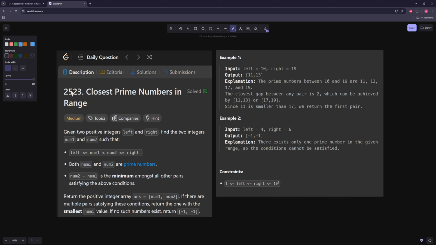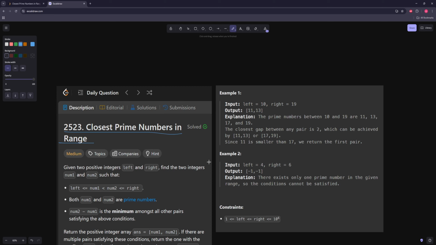In this video we're going to be working on closest prime numbers in range. In this one you have two positive integers, left and right, and you want to find the two integers between them such that they're both primes and the difference between them is the smallest among all pairs of primes. Return the positive integer array. If there's multiple, return the smallest one.